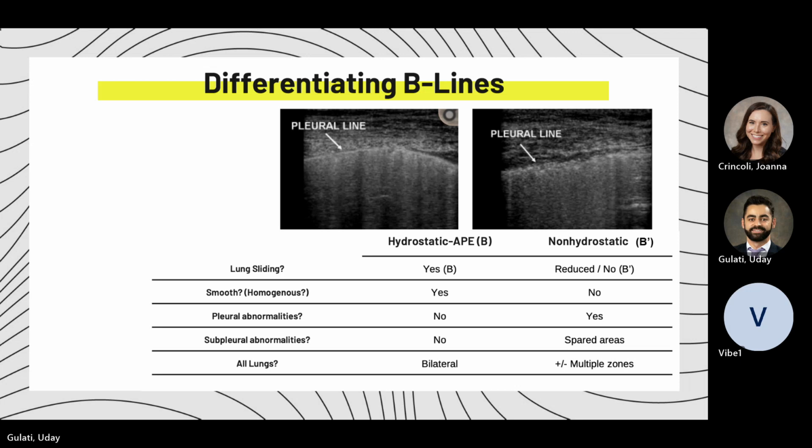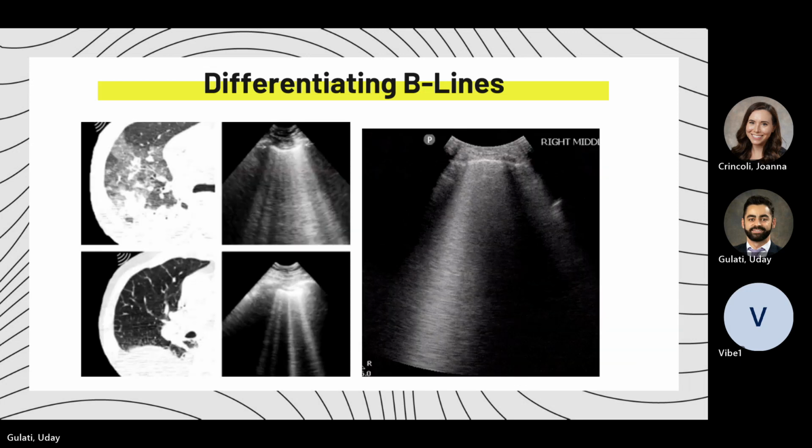And you can actually document that and say, because this is a B prime profile, meaning there may be a lack of lung sliding or it's reduced, and it's only in certain regions, it might be more indicative of a different diagnosis that's not pulmonary edema. Because pulmonary edema, if you have someone in a heart failure exacerbation, should cover all 4 of your lung points. So once again, differentiating your B lines. Would you guys say this diagram is B or B prime? Anyone? B or B prime?